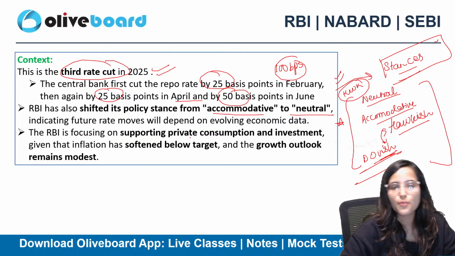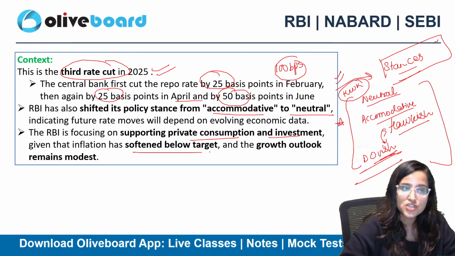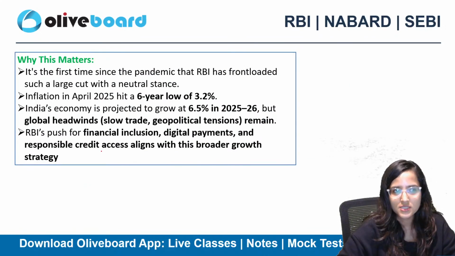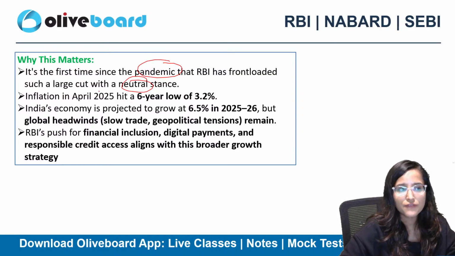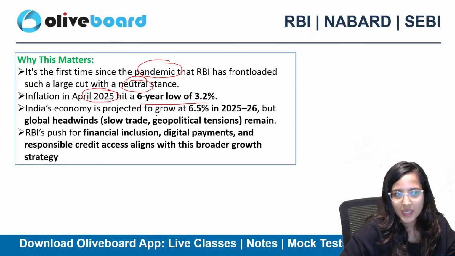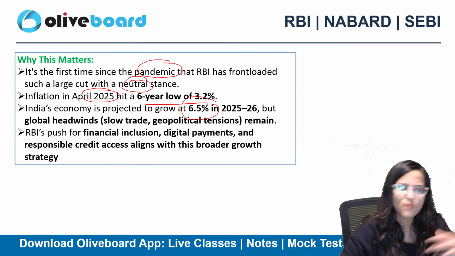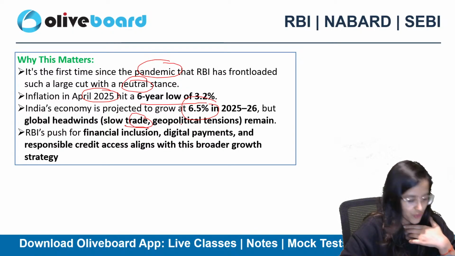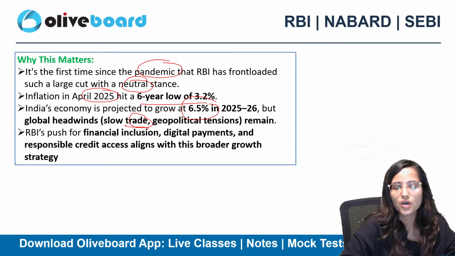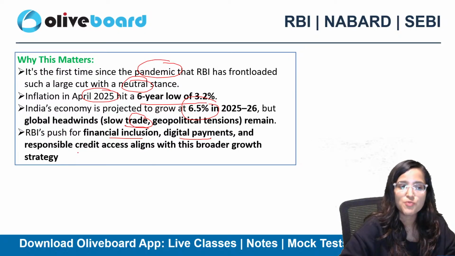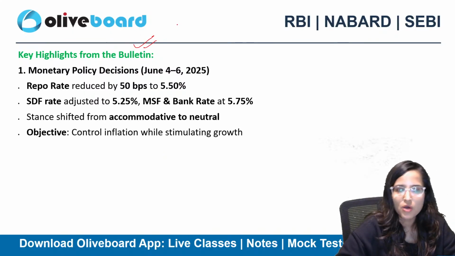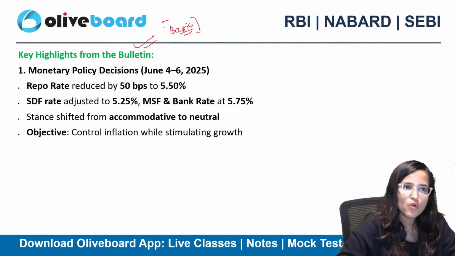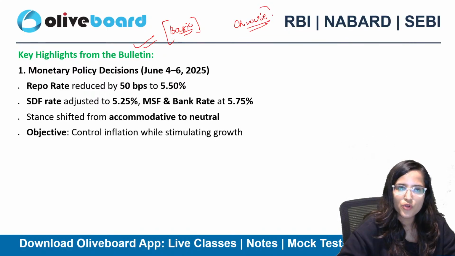Okay. So RBI is focusing on supporting private consumption and investment, given that inflation has softened below the target. The growth outlook is also modest, and this is the first time since the pandemic that RBI has focused on a neutral stance. It has front-loaded such a large cut with a neutral stance. Inflation in April 2025 hit a 6-year low of 3.2%. India's economy is projected to grow at 6.5% in 25-26. But obviously, there are geopolitical tensions and slow trade, and such issues still remain. RBI has been pushing and focusing on financial inclusion, digital payments, and responsible credit access, aligning it with a broader growth strategy. Initially we're going to talk about the key highlights from the report, and then we are going to move on to the chapter-wise details.